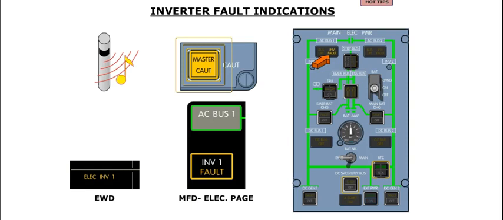Both master caution lights will flash, an electrical inverter 1 or 2 message is displayed on the EWD, and an amber fault message appears in the associated inverter icon on the MFD electrical page.